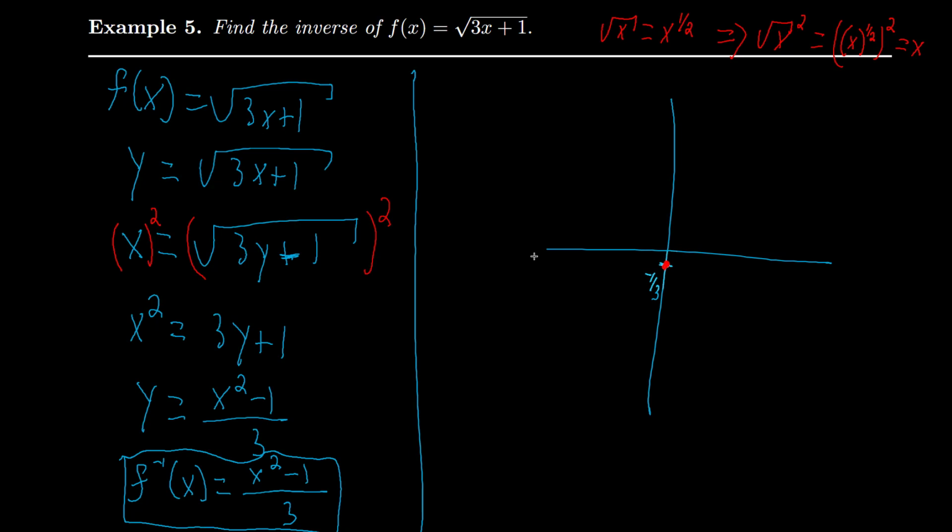And it has been vertically compressed by a factor of 3. That is, there's a 1/3 in front of the x squared part. So it's going to look a little more wide open. And I'm not trying to get it exactly correct, but this is roughly what it looks like.